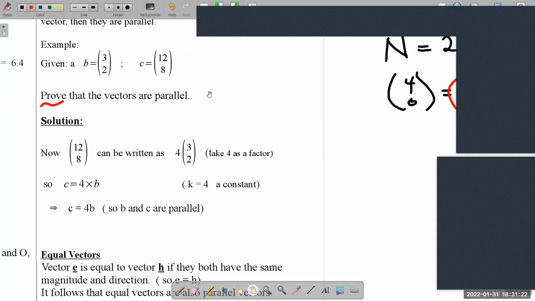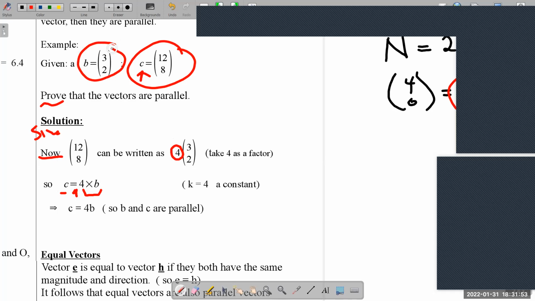They're going to say, this is point, this is vector, this is vector that, or this is point, this is point that. Prove if they are parallel. So let's go. We would say now, or since, 12, 8 can be written as 3, 2, because you realize they identify the number you have to multiply as to get the vector. What do you realize they did? They said C, which is this one, is equal to 4 times B, which is this one. Therefore, K is equal to 4. So B and C are parallel.